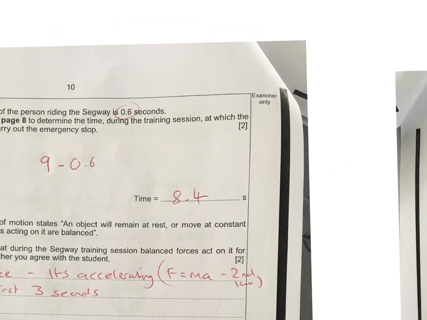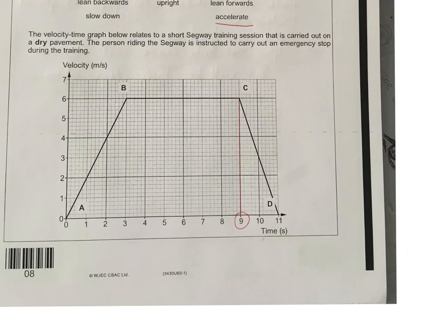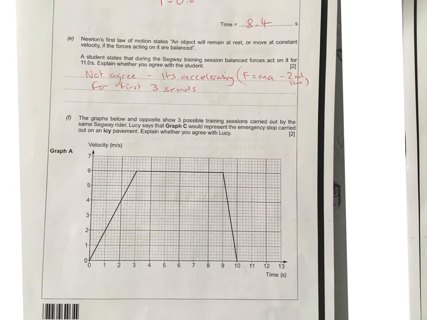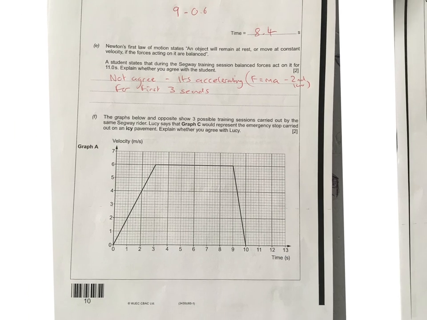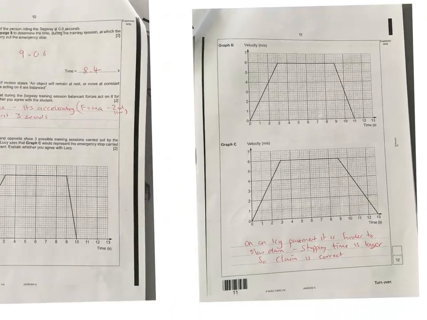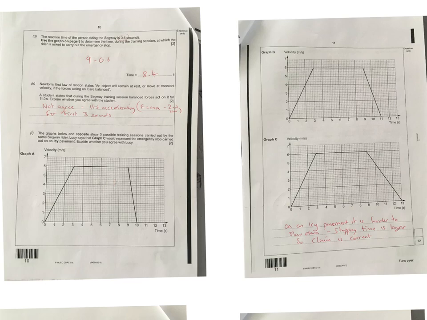I'm assuming that's the same sort of shape as the other graph, sorry. I should have referred to this graph. So the forces are balanced there. It's just the way I've photographed these. And then we've got another graph there. The graph below shows 3 possible training sessions carried out. So we've got A here, we've got B, and then C.